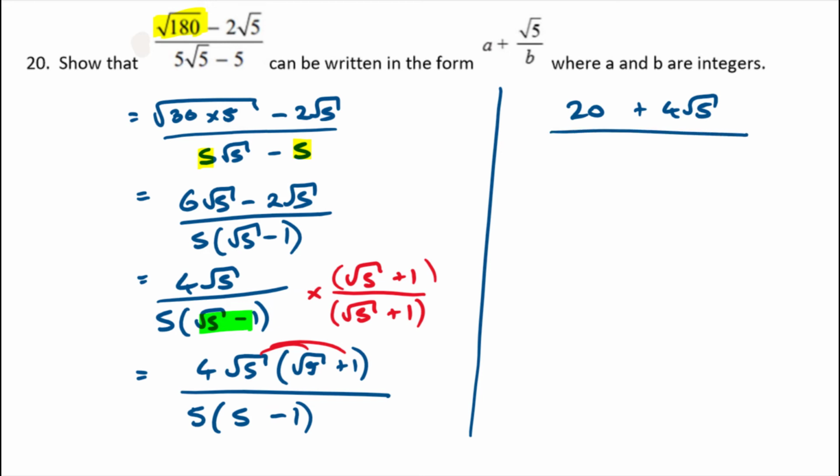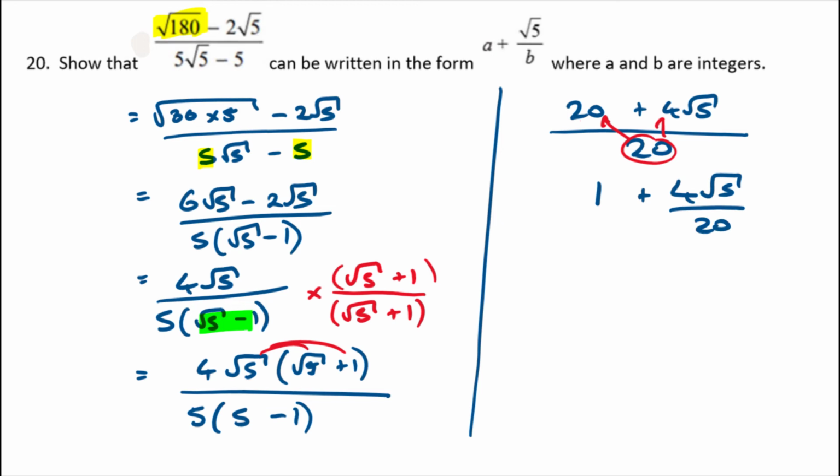On the bottom, I've got 5 multiplied by 5 minus 1. 5 minus 1 is 4. 4 times 5 is 20. So I get 20 plus 4 root 5 over 20. So I'm getting quite close to the form that I need to get it into. I think what I'm going to do is divide that 20 into both parts separately. So 20 divided by 20 is 1, and plus I'm going to get 4 root 5 over 20.